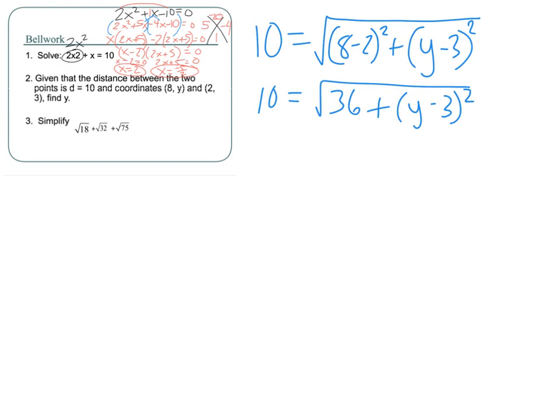That's like saying, as a sidebar here, that's like saying, let's say we have the square root of 16 plus 9.